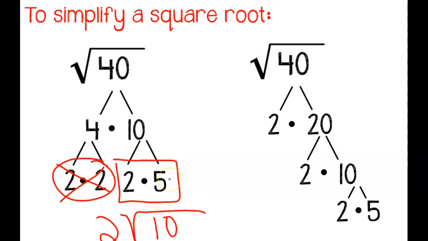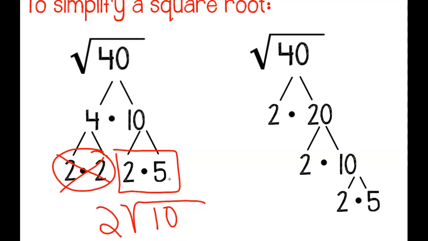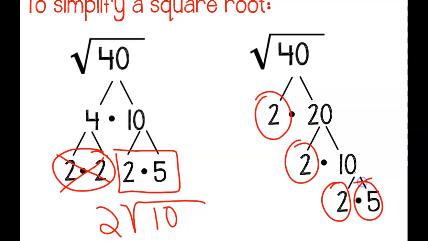All right, so if you forget, and you find yourself in a little pickle and you're like, oh no, I factored it and none of these are square rootable, well, look for pairs. Remember, the pairs come out as themselves, not as a square root.